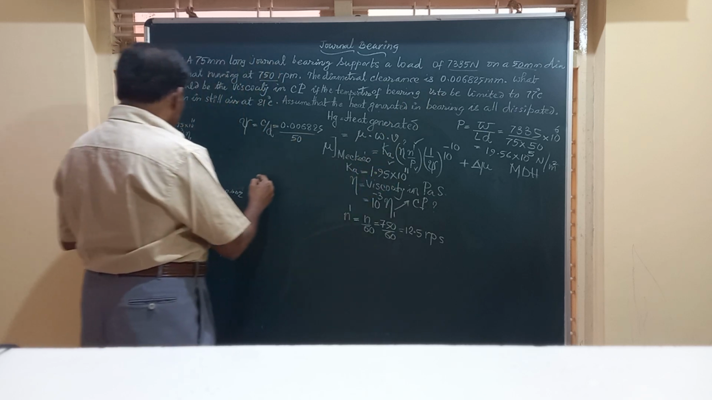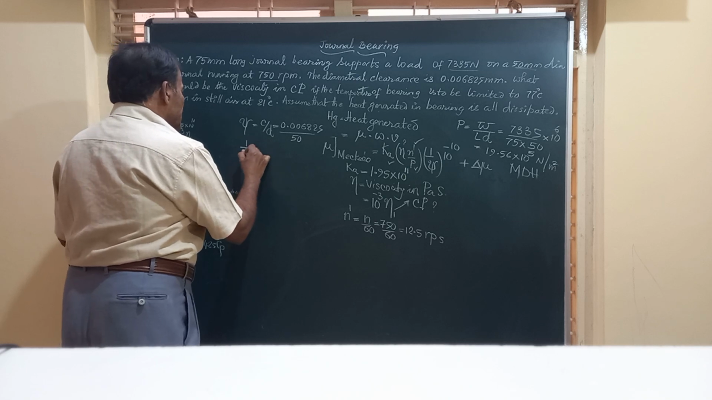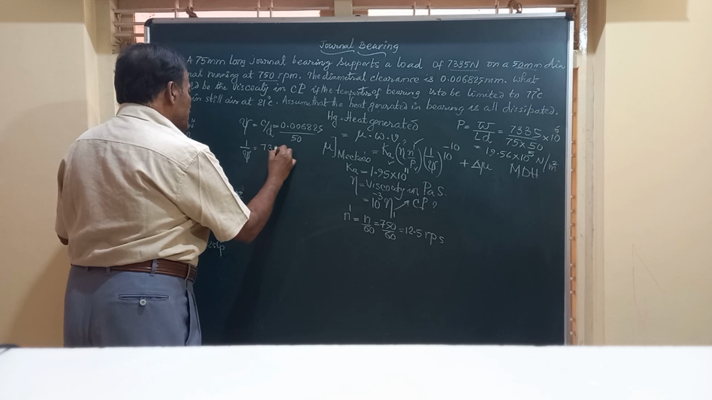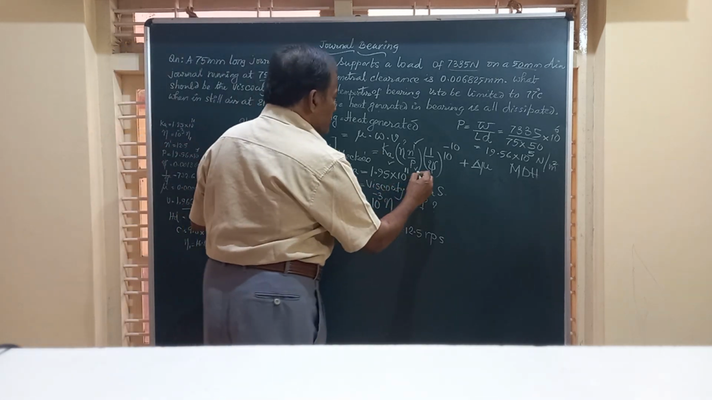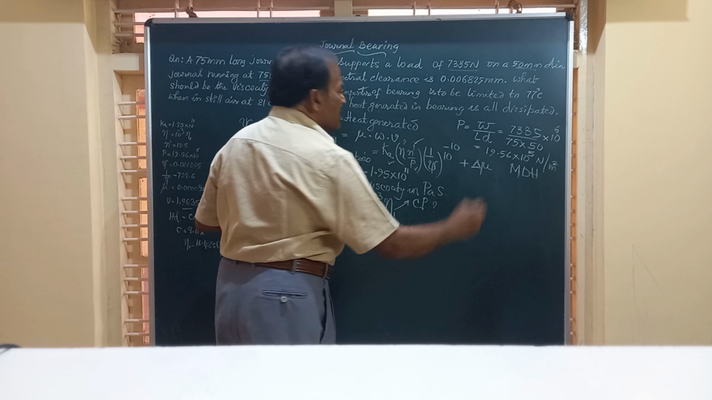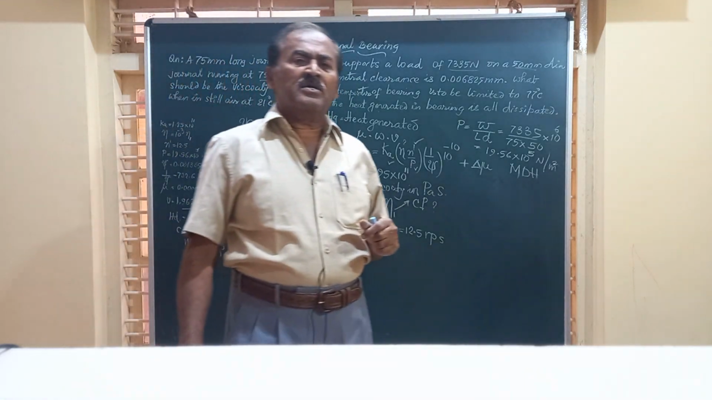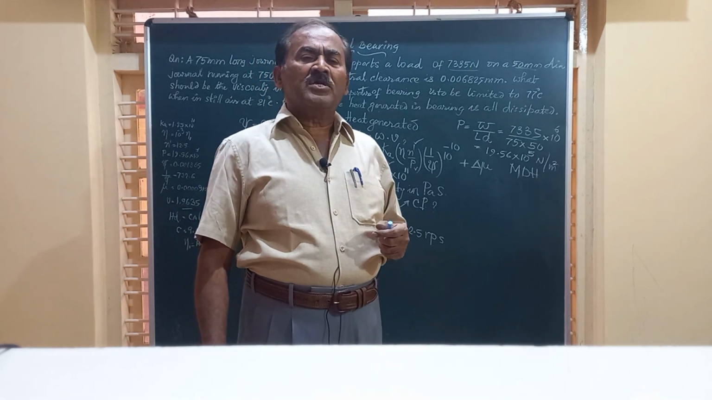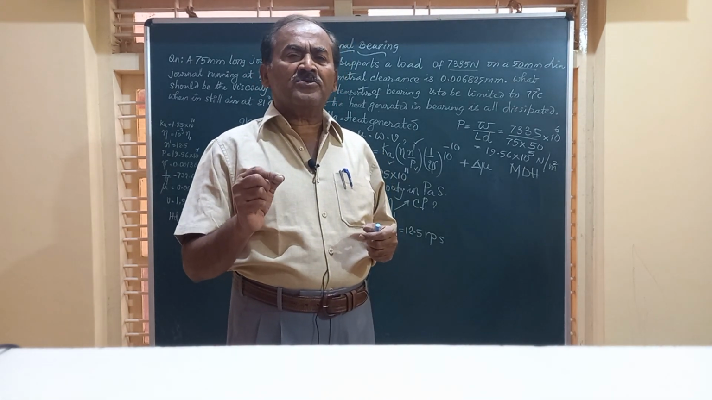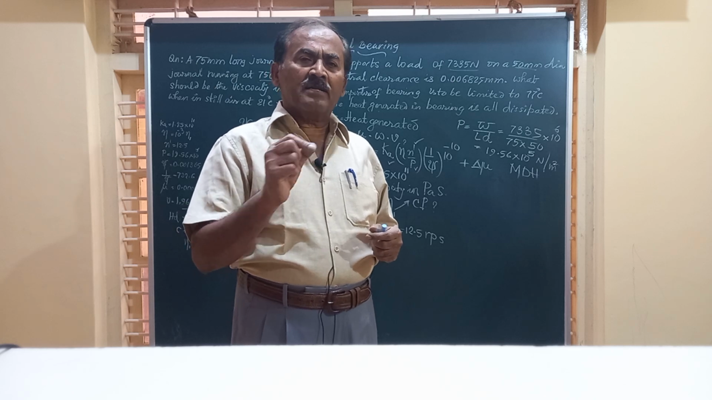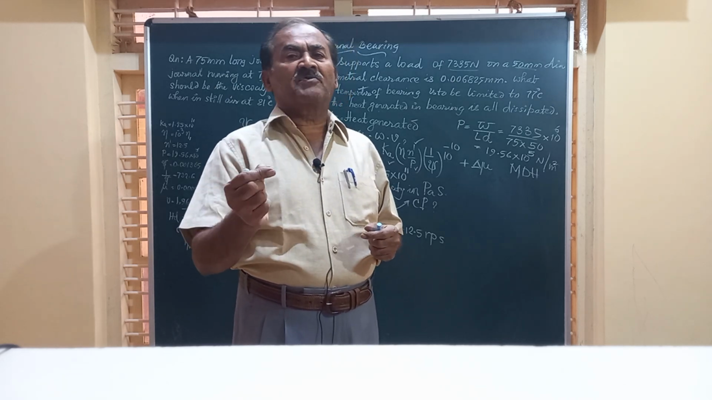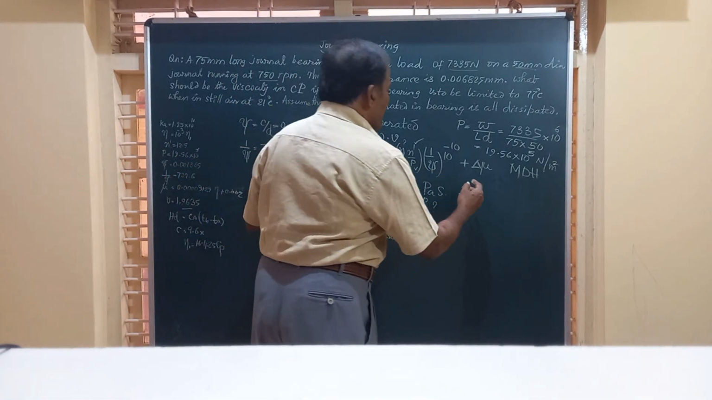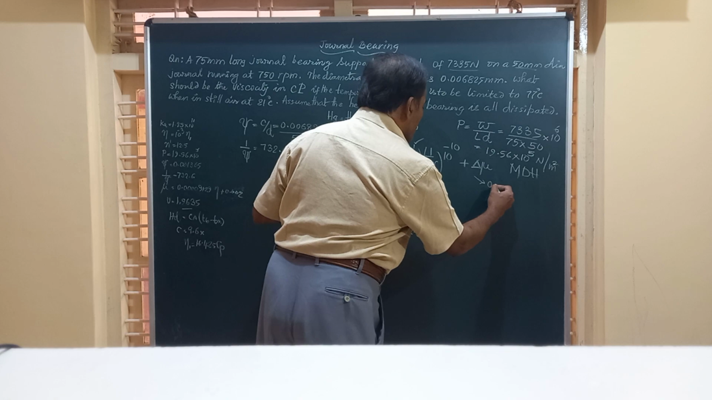Friends, if you find out 1 by psi, the reciprocal of this, that works out to 732.6. So we know this value, the constant, and this delta mu is called the correction factor for end leakage, and its value is 0.002 for L by D ratio from 0.75 to 2. So this is valid for that reason, that is, the value is 0.002.